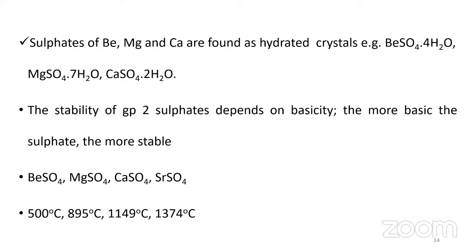That is in terms of solubility. Now, what about stability? The stability of your sulfate actually depends on the basicity. And you will agree with me that as we go down the group, basicity increases. So the more basic, the more stable. You see that your beryllium sulfate can decompose at 500 degrees Celsius, while your strontium sulfate will decompose at 1,374 degrees Celsius. So stability of your sulfate depends on basicity. As we go down the group, basicity increases and stability increases.